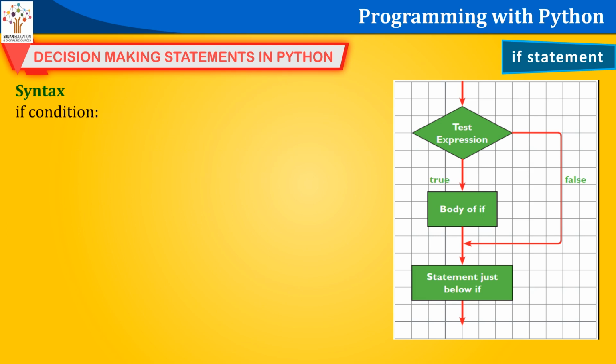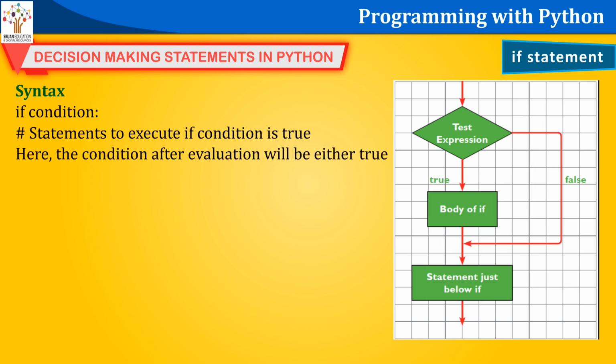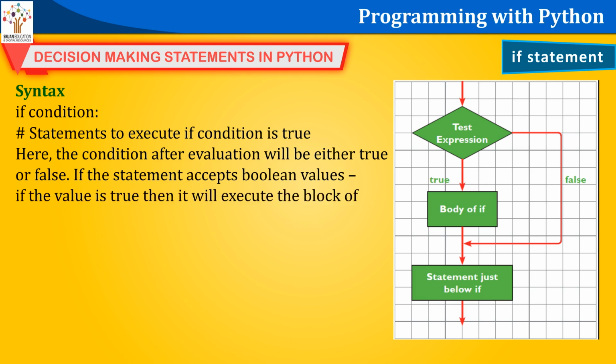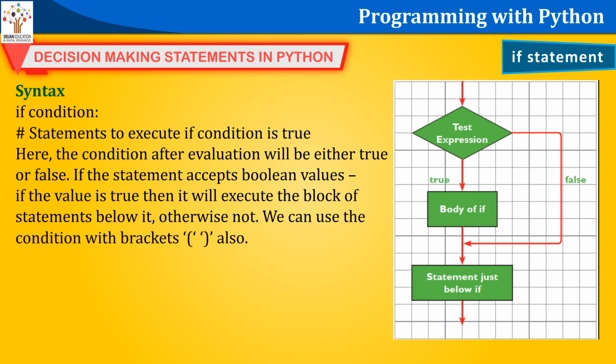Syntax. If condition. Hash statements to execute if condition is true. Here, the condition after evaluation will be either true or false. If the statement accepts Boolean values, if the value is true, then it will execute the block of statements below it, otherwise not. We can use the condition with brackets also.